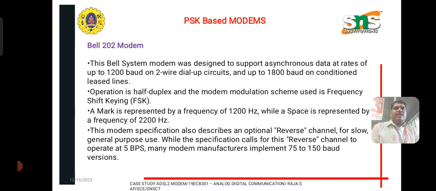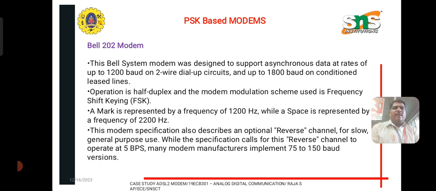Next, PSK based modem. So Bell 202 modem is one type of PSK based modem. This Bell system modem was designed to support asynchronous data at a rate of 1200 baud on a two-wire dial-up circuit and up to 1800 baud on a conditioned leased line. So mostly they are used only in the telephonic circuit, that is in analog formation. Operation is half duplex and the modulation scheme used is frequency shift keying.